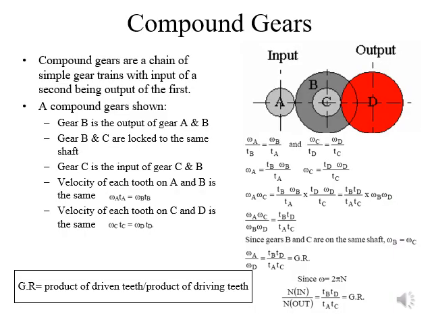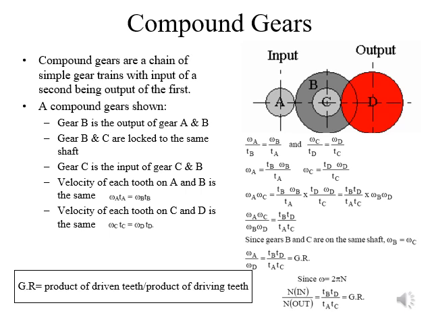Compound gears are a chain of simple gear trains with the input of a second being the output of the first. So you can have four gears actually: input gear A and output gear D, while B and C are the idler gears in the middle. It should be the gearbox and so on. So gear A is rotating gear B while gear C is on the same shaft. Gear C is rotating gear D. So this is compound gears. Gear B is the output of gear A. Gears B and C are locked onto the same shaft.